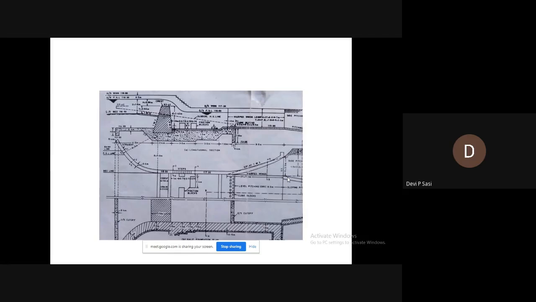The energy dissipator consists of 2 rows of friction blocks. Here you can see 2 rows of friction blocks, in the plan as well as in the longitudinal section. The energy dissipator consists of 2 rows of friction blocks in the cistern and 2 rows of Q blocks just at the downstream of the impervious floor.